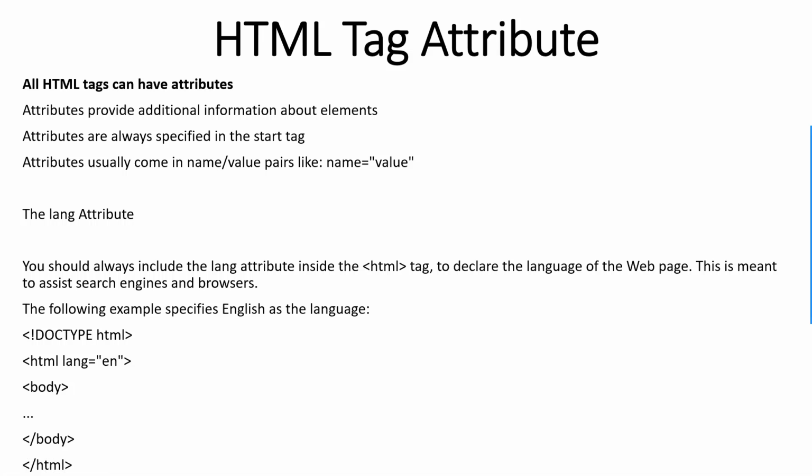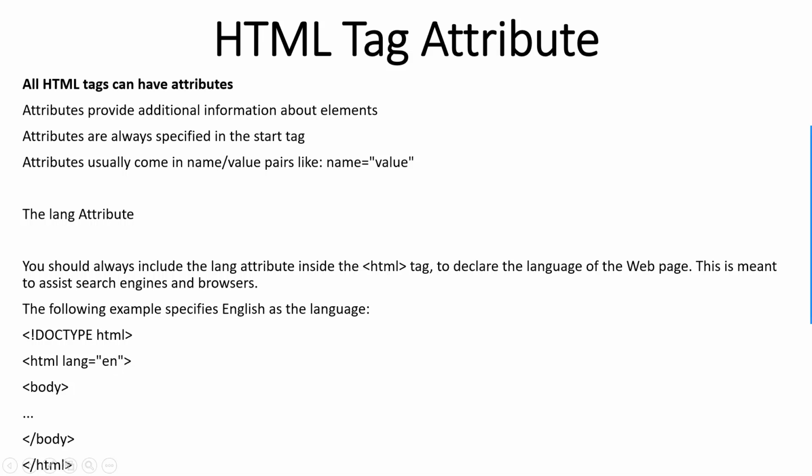So this is the lang attribute that is representing language. So basically, as an example, if I have to specify English as the language, I am going to use lang equal to en, that is for English. So this is the HTML, and I am specifying the language as English by using this attribute.